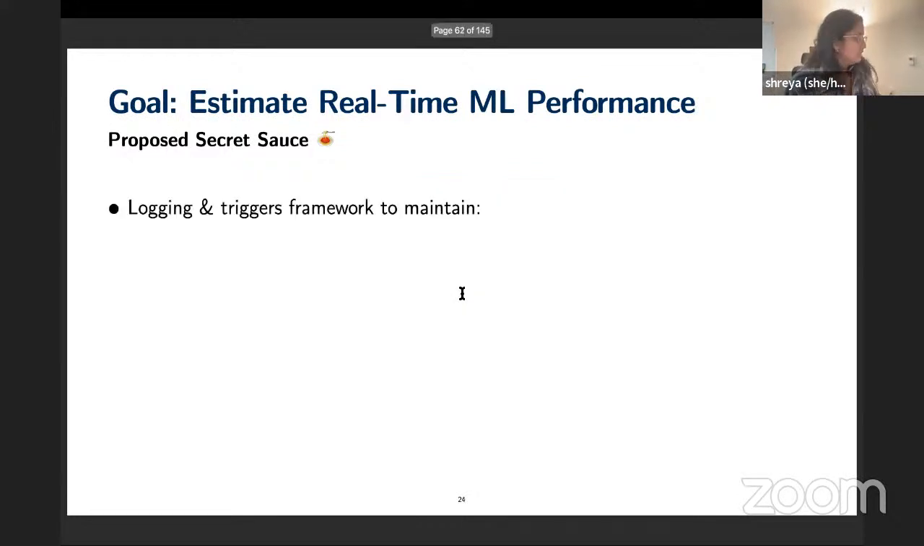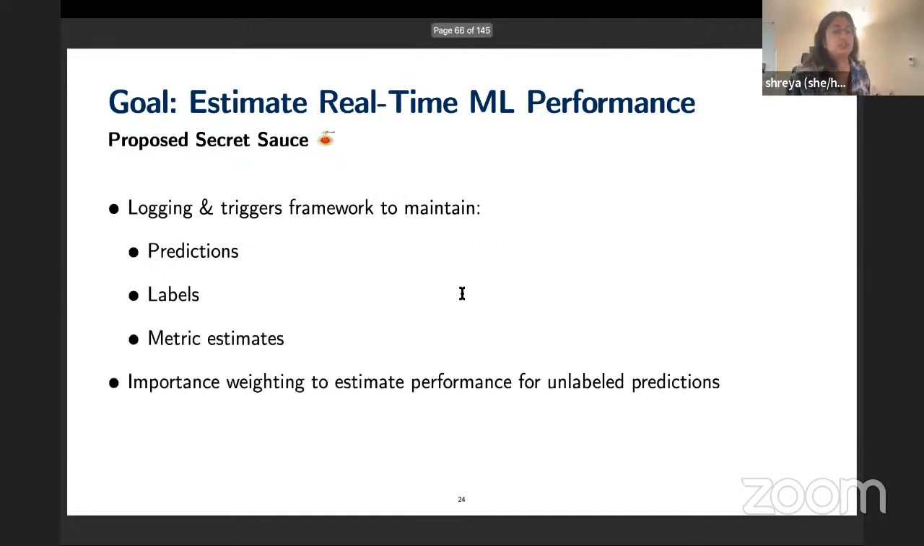So getting into those, we are currently building out a logging and triggers framework in the vein of databases to maintain predictions and labels. If you think about the ML metric as a view over the join of predictions and labels, and then you think about alerts as a predicate on this view, what values do we set, right? And how frequently do we materialize this view to get good metric estimates? And for unlabeled predictions, we dive into very, very old statistics literature using importance weighting to estimate the performance for unlabeled predictions. And I'll go into a very simple example of how that works.